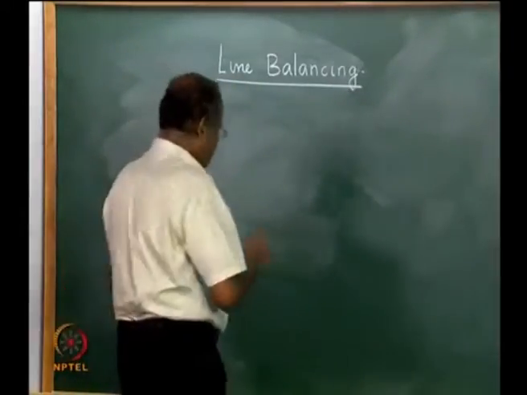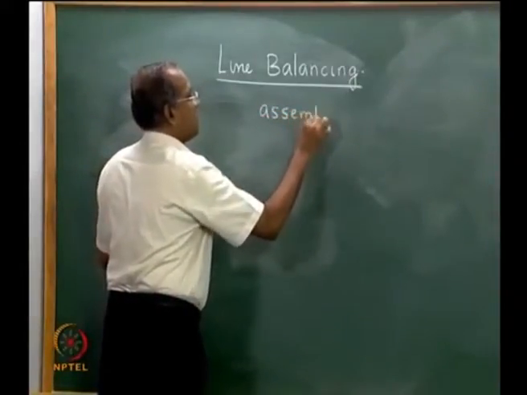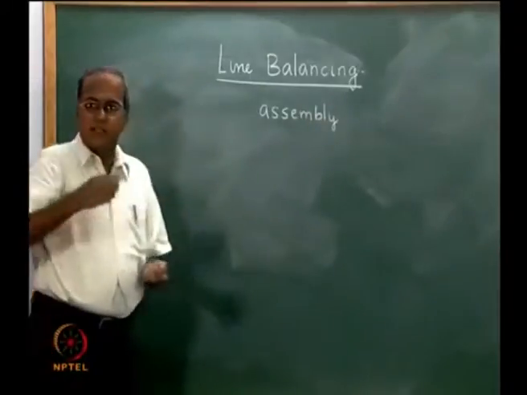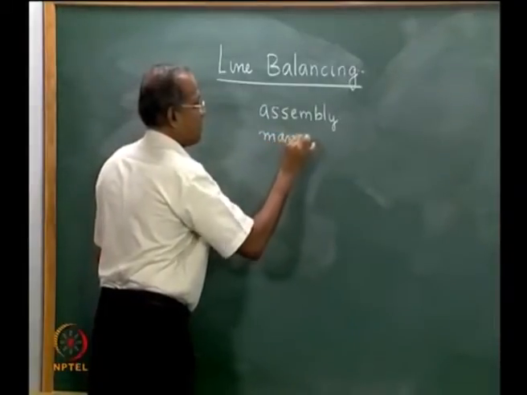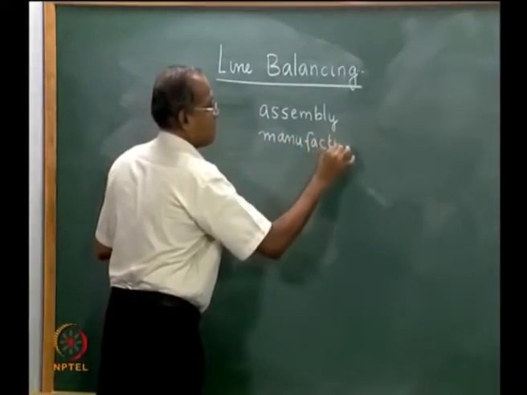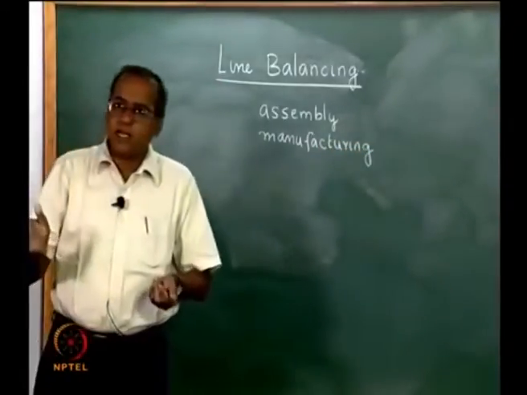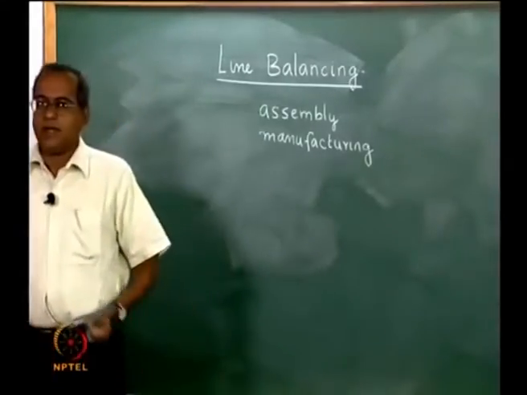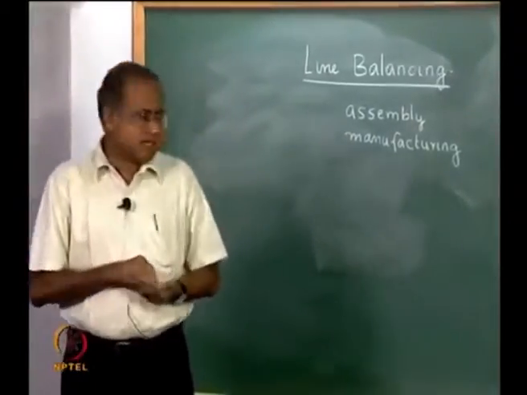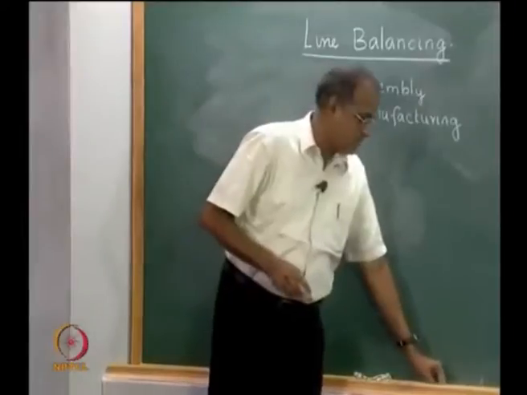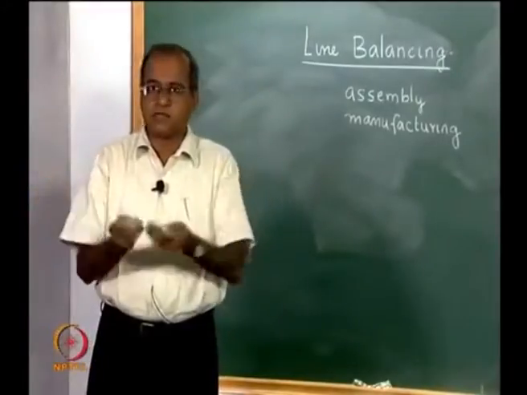Now, in the line balancing problem, essentially we use the line balancing idea in assembly and also these ideas can be used in manufacturing. Now, what is the assembly line balancing problem? Let us assume that we are trying to assemble a product. This assembly involves assembling or fixing several components and sub assemblies into a main assembly.